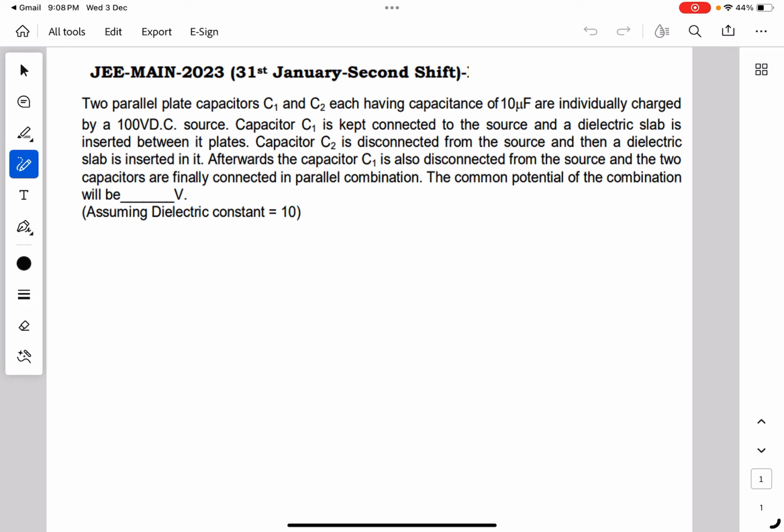Afterwards, the capacitor C1 is also disconnected from the source and the two capacitors are finally connected in parallel combination. The common potential of the combination will be, since capacitor C1 still remains connected with the source of 100 volt and a dielectric slab is inserted between it. Therefore, capacitance of capacitor C1 changes to K into 10 microfarad. So this becomes 100 microfarad. K is equal to 10.